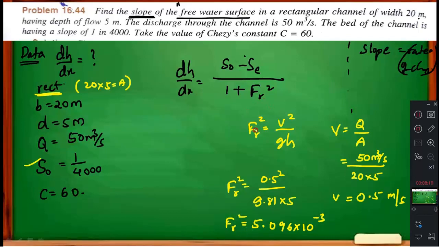Now what is left? Look here. S naught we know, Fr square we know. SE, what to do to get SE? To get that SE we will use Chezy's equation, because they are asking about Chezy's constant, which is given. Chezy's equation is velocity is equal to C root RS. Here this S I will call the energy slope.